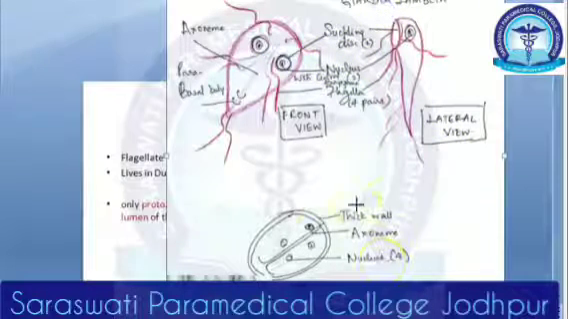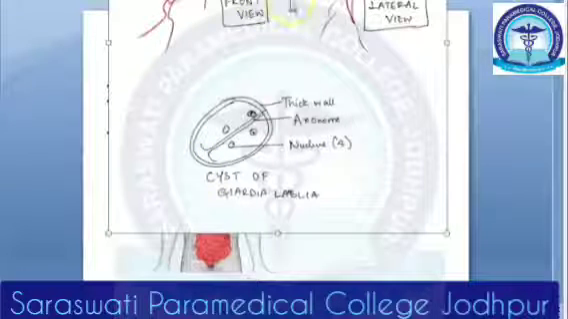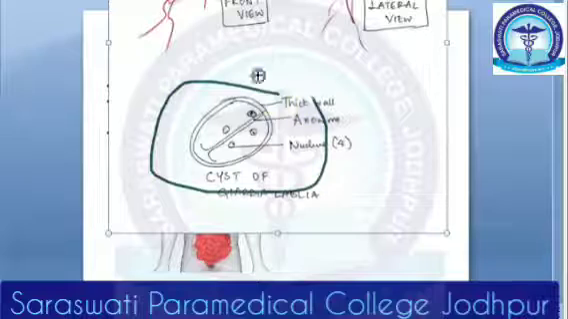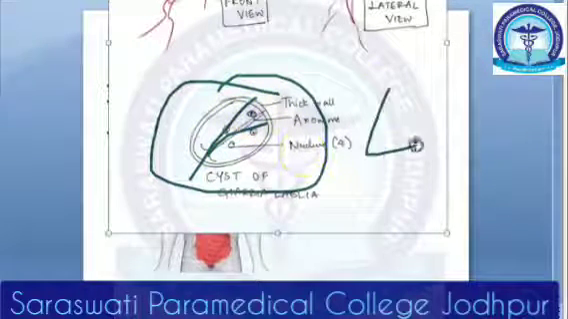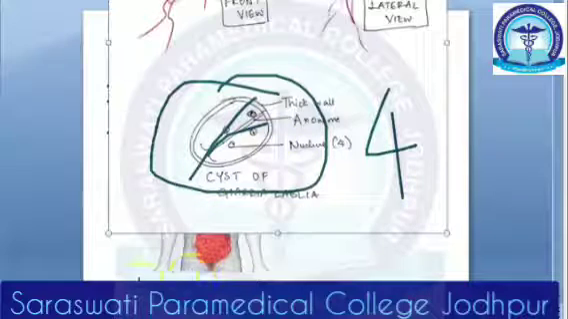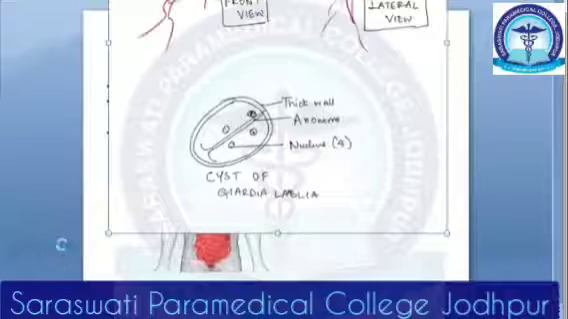And then you can see this is the cyst. The cyst has a thick wall, as you can see here. It has an axoneme and it has 4 nuclei. If it is mature, it will have 4 nuclei, the cyst of Giardia lamblia. So then, let's move on.